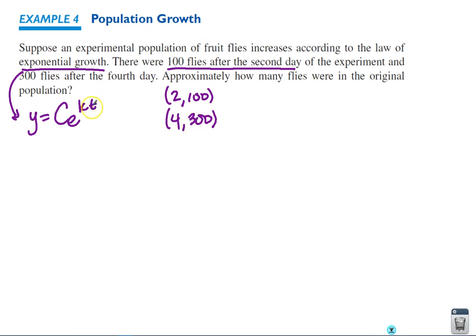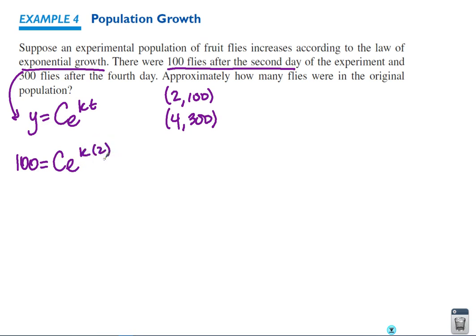So that means I need to know how many flies when t was equal to 0. But again, to do that, I need to find k, I need to find c. All right, so let's just plug in this first data point. So I know 100 is what happens when I have c e to the k times 2.